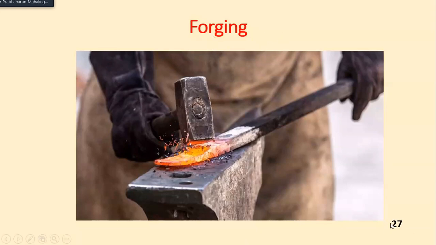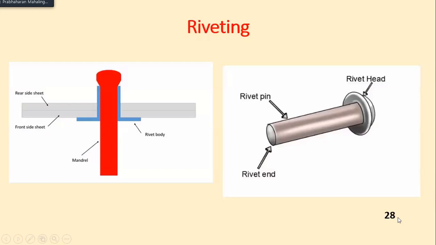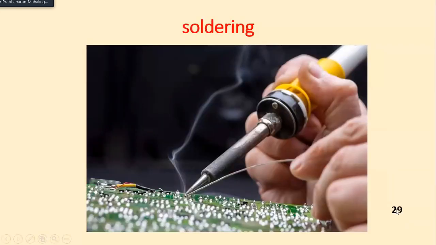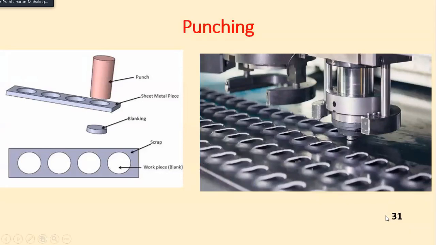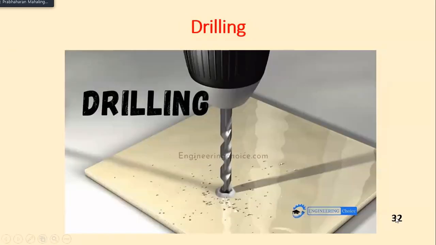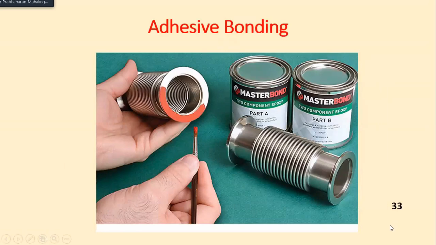Then you can have the next one, riveting. Then the next one, soldering. Next one, bracing. Next one, punching. Next one, drilling. Next one, adhesive bonding. So this is your section. Yes, these parts are available in your syllabus. So you study. That is your part. You have to study.